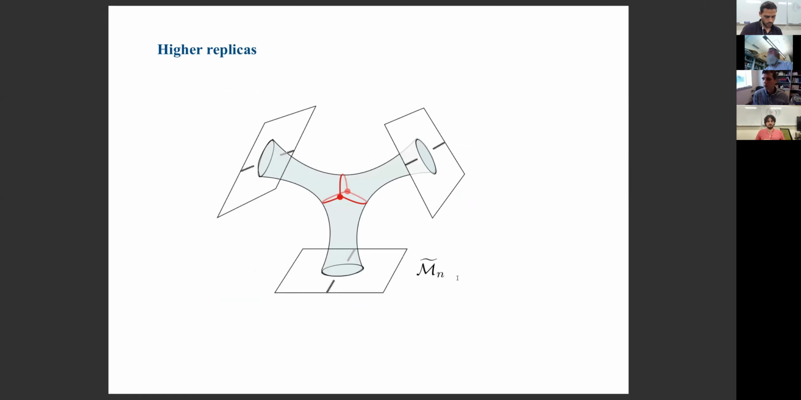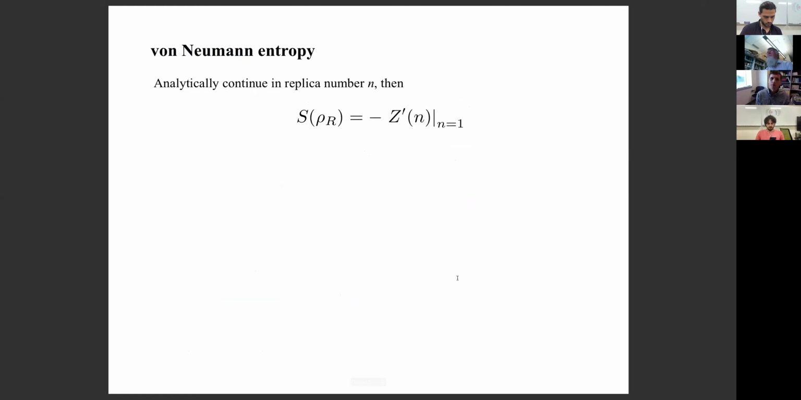Now, that was the second replica. To think about the von Neumann entropy, we have to go to higher replicas. Here's just a cartoon for what things start to look like at n equals 3, and you can continue this to higher n. For the von Neumann entropy, recall that we need to analytically continue in the replica number n, and then we need to take n near 1, and calculate this derivative.